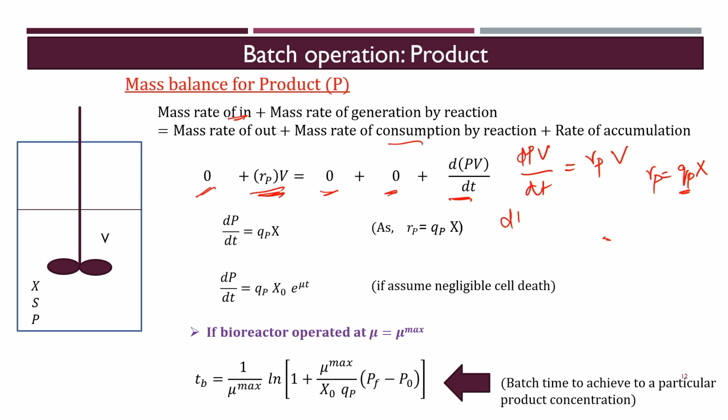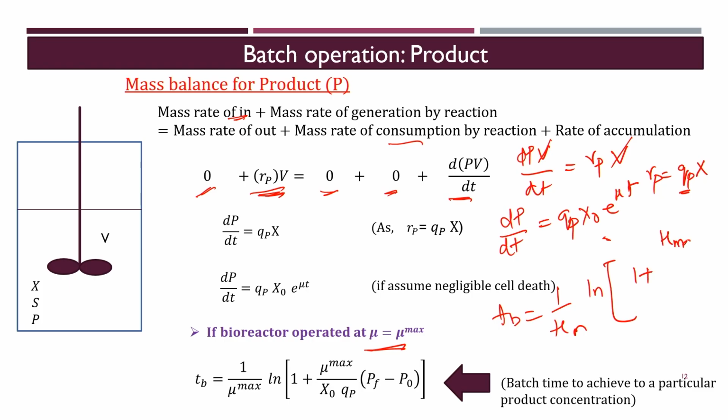So, this becomes dP, V is constant so it can be cancelled out, dt equals Qp into X, and X can be replaced by X naught e to the power mu t. So, if we quickly integrate it and assume the bioreactor operates at mu equals mu max, we will get the batch time TB as 1 upon mu max ln 1 plus mu max upon x naught Qp. This will be Pf minus P naught.